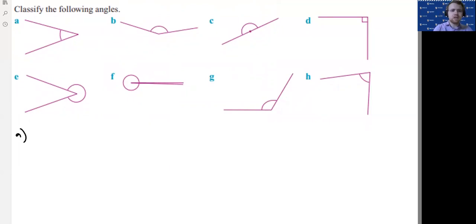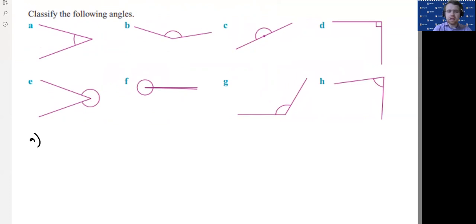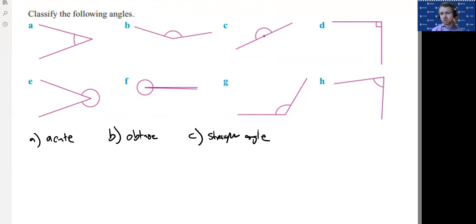For part A, we have here a small angle, and we call that an acute angle. For B, we have an angle that's bigger than 90, so it's bigger than a right angle, but it's less than 180, so we call that an obtuse angle. For C, we have a straight line here, so we just call that a straight angle. And then for D, we have that square symbol, which has a very particular meaning, which means it's a right angle.